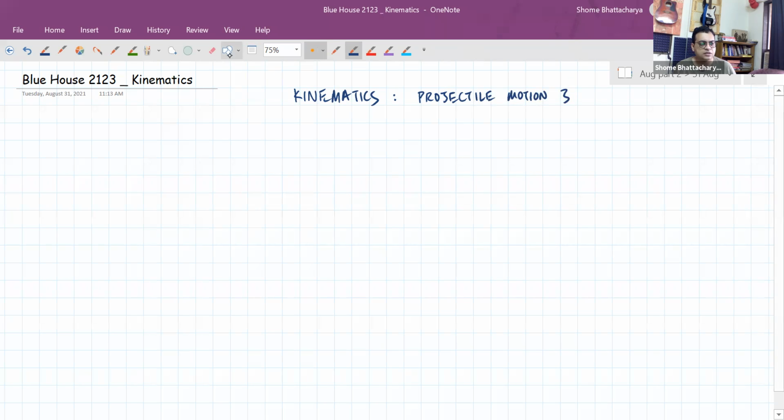So we will complete projectile motion today, and most probably we'll be able to also start with the next section of kinematics, which is relative motion, but a lot of different types of questions to discuss in between. So let's start with an example of projection from an elevated point.